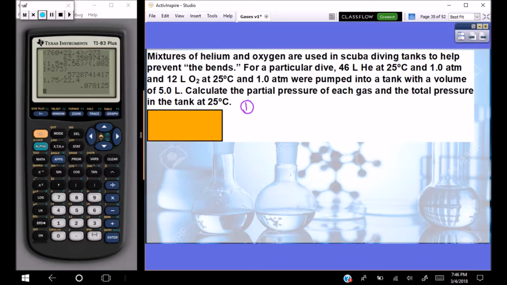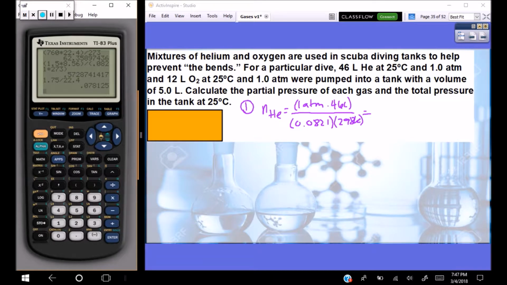Our ideal gas law, we know the moles of He is going to be equal to our pressure, 1 atmosphere, times our volume, 46 liters. We've got R is 0.0821, and we've got our temperature, which is in Kelvin, 298 K. All right, so 46 divided by 0.0821 times 298. I know I'm going to have 1.88 moles of helium. Okay.